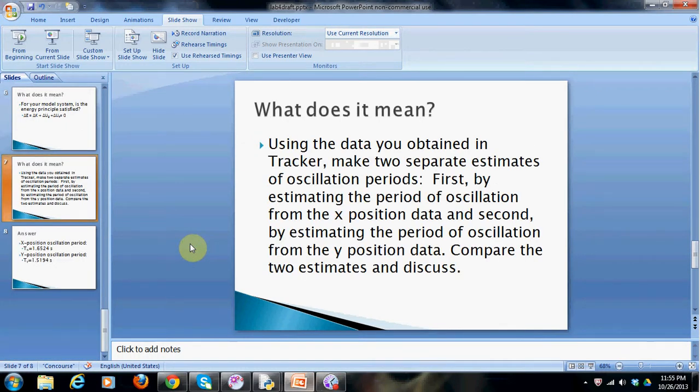Now finally, using the data you obtain in Tracker, make two separate estimates of oscillation periods. First, by estimating the period of oscillation from the x position data, and second, by estimating the period of oscillation from the y position data. Compare the two estimates and discuss.